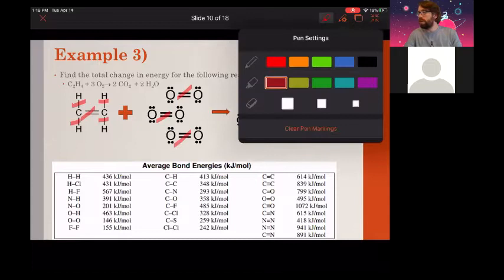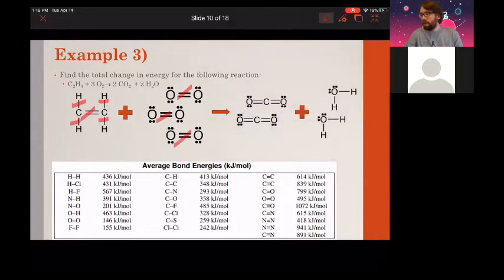So where are those numbers on my table? I've got the CH is right here. C double C, right there. Again, don't use 2 of the single bonds. And then an O double O. Those are the only 3 numbers I need for the beginning.